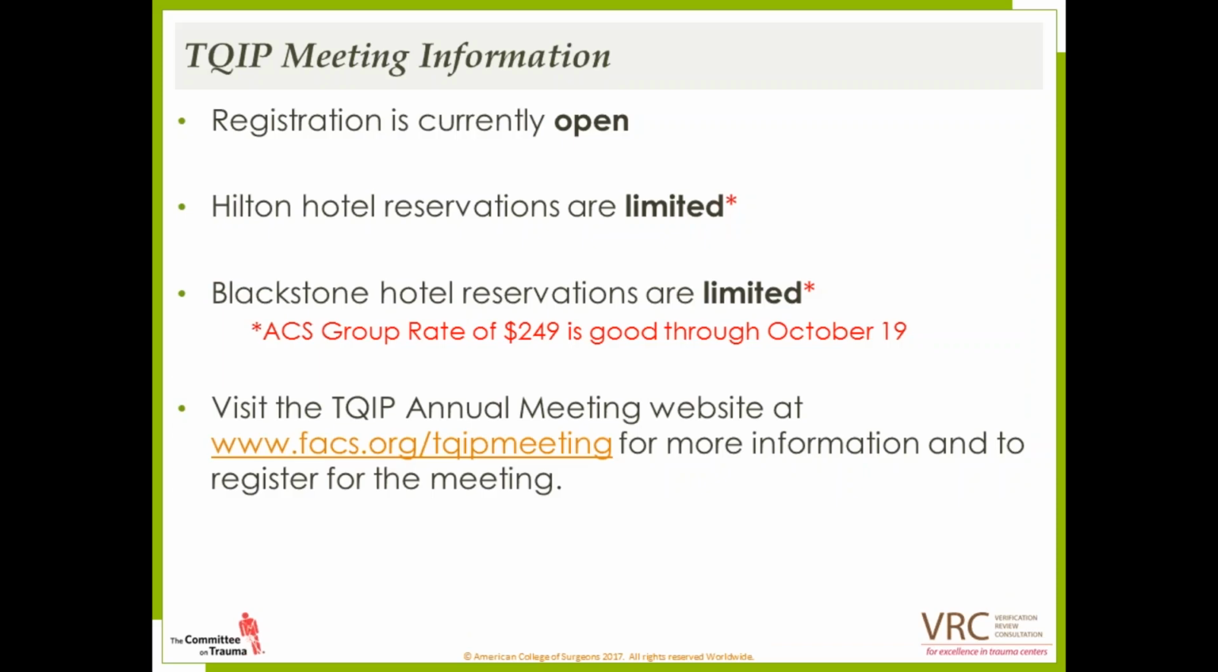The guest rooms at the Hilton Hotel are very limited at this time. The Blackstone Hotel still has some available, but is also getting limited as well. And just a reminder, the ACS group rate of $249 is good only through tonight, October 19th. So today's the last day. After tonight, the prices will raise in the rooms. So, you'll find more information at the link listed there.